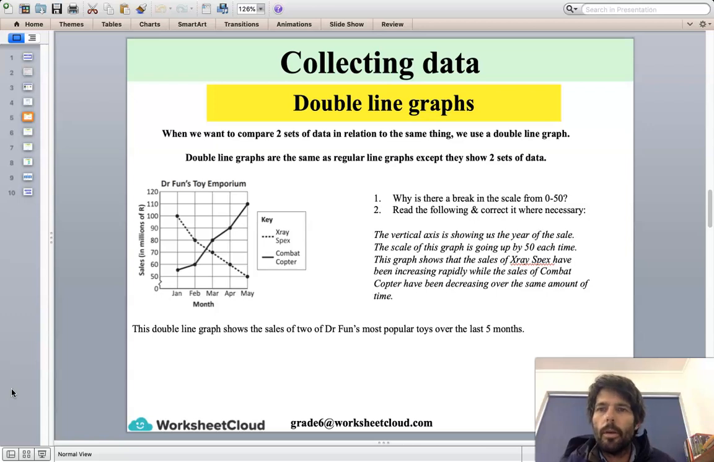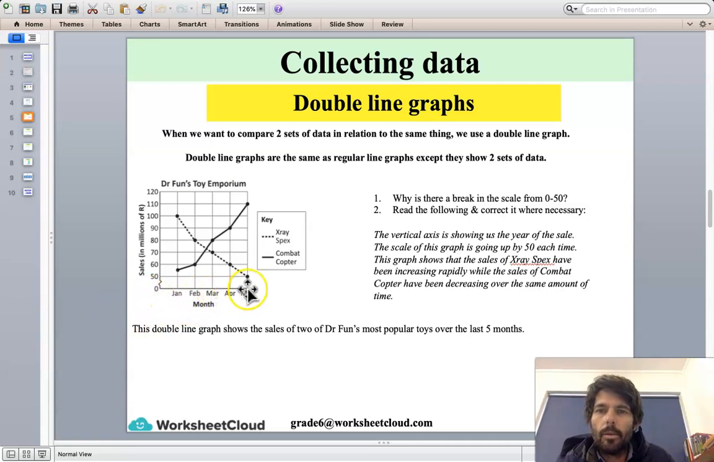So you can look at Dr. Fun's Toy Emporium. You can see on the y-axis, which is the vertical axis, it's sales in millions of rands, and that goes from 0 to 120 million. Okay, notice that there's a break in the axis, and there's a question on that for you to answer.